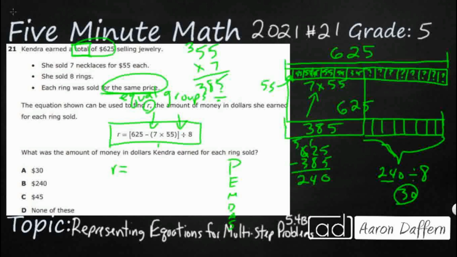Brackets are when you have parentheses outside of parentheses, but they change their shape so they look a little bit different. So we're going to really do this 625 minus, and let's go and do that 7 times 55. We already did that. 385 divided by 8. We already did that, 625 minus 385. That's 240 divided by 8. So when you see parentheses and brackets, do the parentheses first. Either way, you're going to get your answer of A, 30.